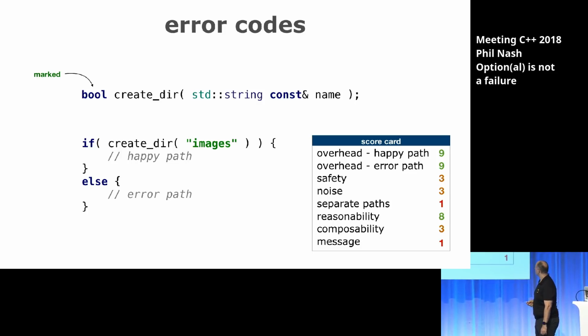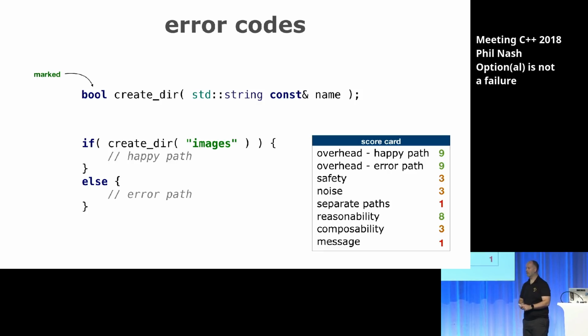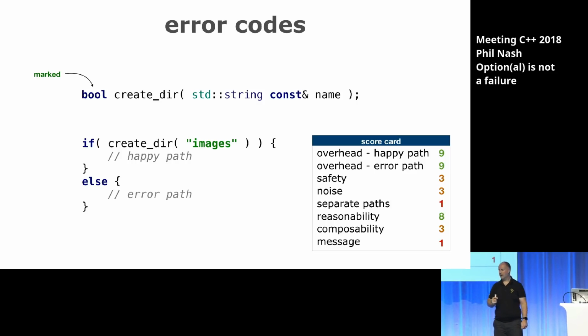The safety, though, well, actually, before we get to that, the reasonability is also pretty good. As I say, we can see that it's got a Boolean return. We can infer how we're going to have to deal with that. So we can reason about it reasonably well. Apart from that, though, the scores are pretty low. Safety is down because it's very easy to ignore that error return, and there'll be no immediate consequences to doing that. It's going to lead to undefined behavior later.